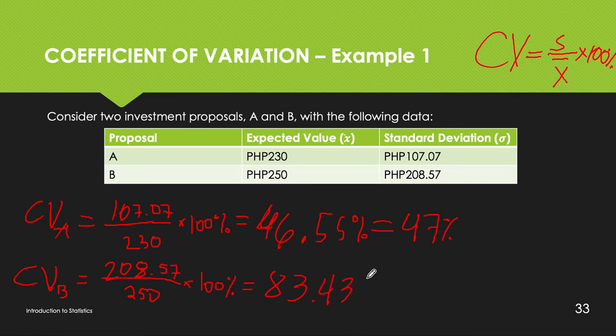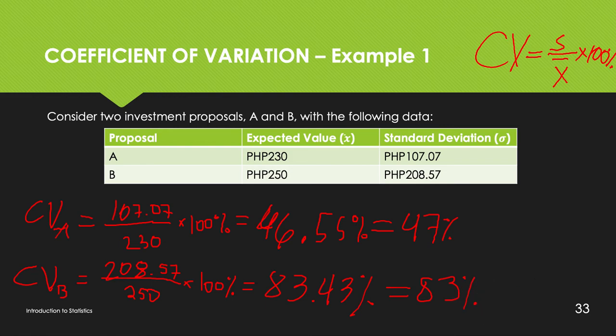So let's round it off also to the nearest integer, which will give us 83. Okay, now what does this tell us?